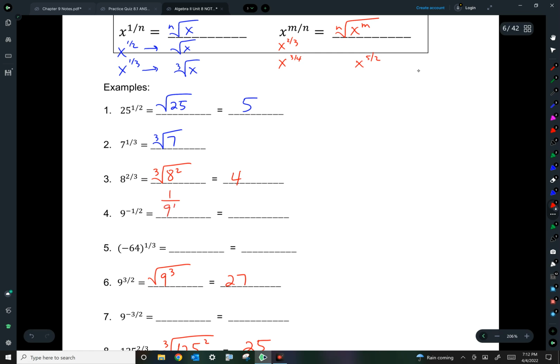So I've got this 9 to the 1/2 in the denominator. Well, we just said 1/2 means square root, so I've really got a square root of 9 in the denominator, and that simplifies to be 1/3.